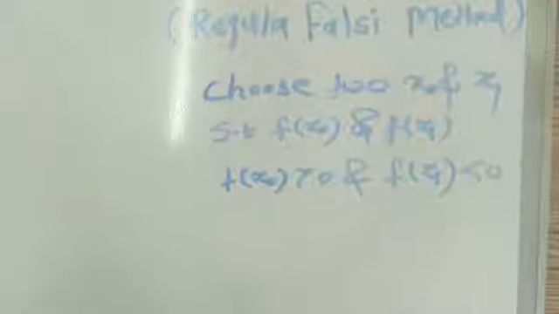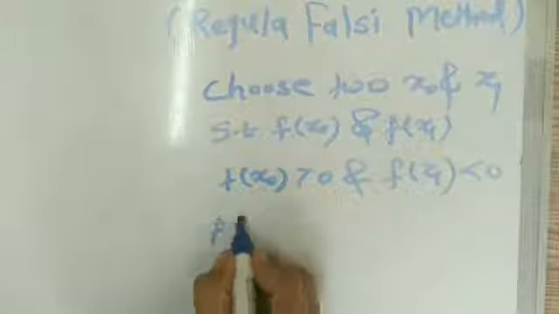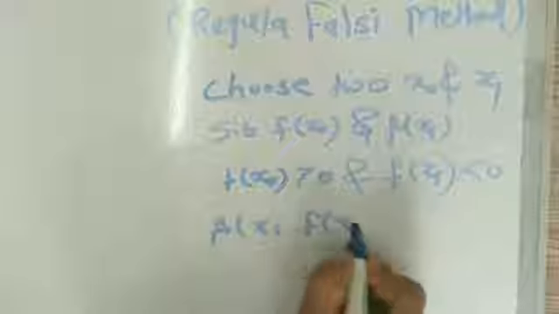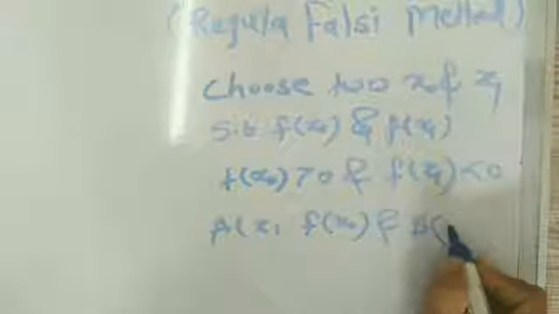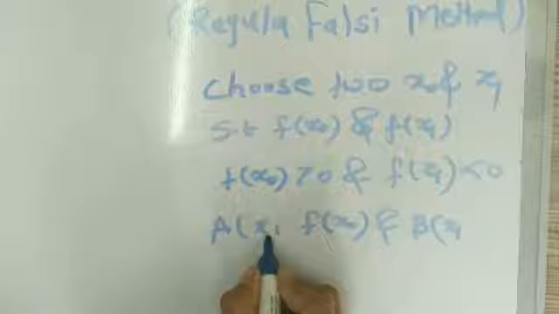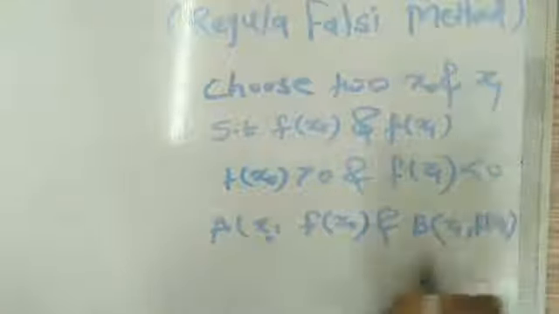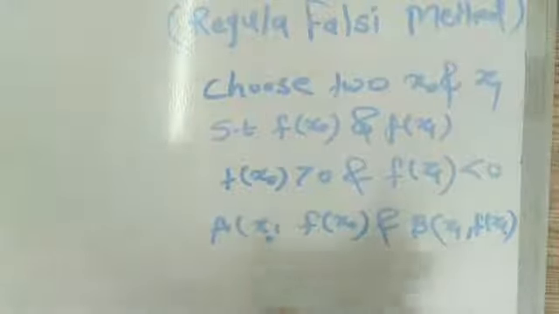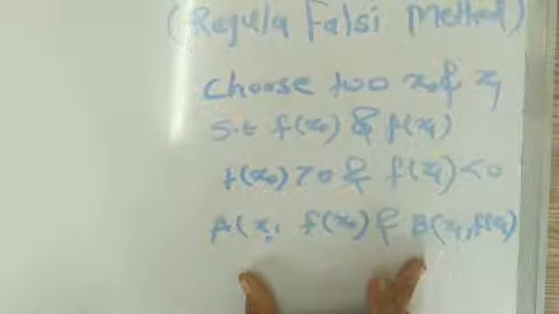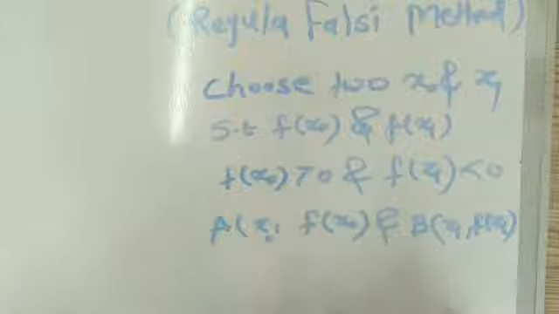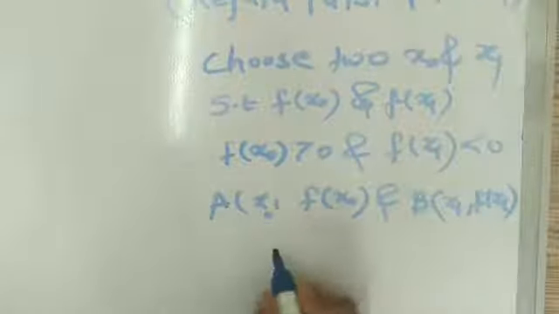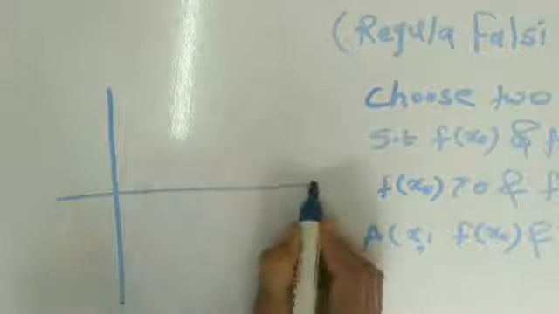In this method, we take a point A, x0, f of x0, and B point be x1, f of x1. We connect these 2 points by a straight line. See the figure here.